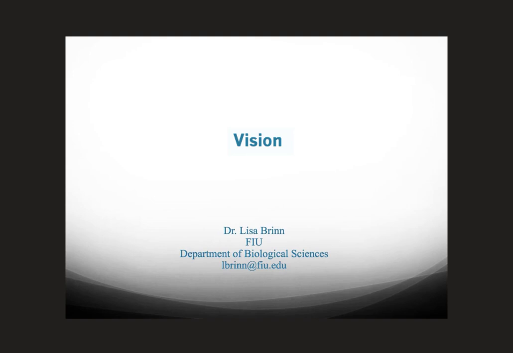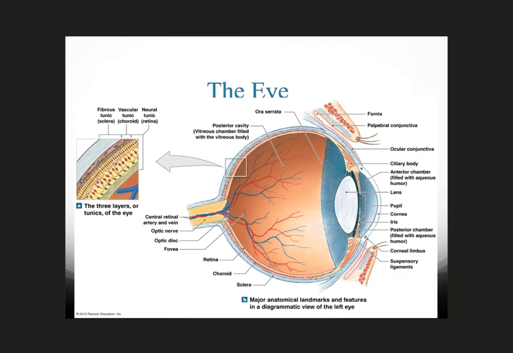Hi everyone, here we're going to start talking about the vision. So the eye has several different layers, and we can go from the outside in. The white part of your eye is called the sclera, which is this structure right over here. Then we're going to have the choroid, which is this inner structure right over here. The most internal layer is the retina. Okay, so we go from sclera to choroid to retina.